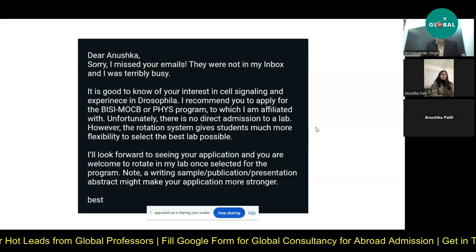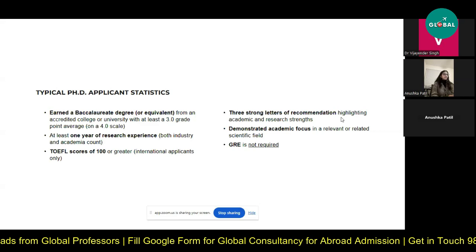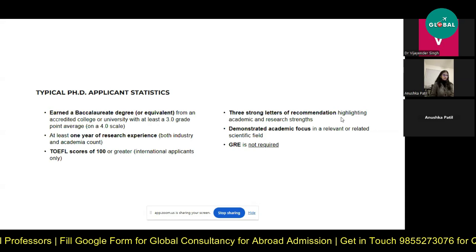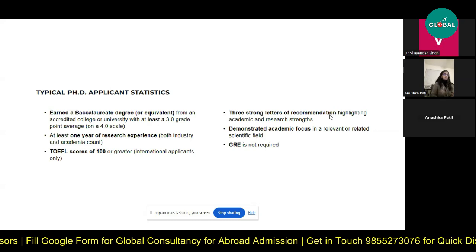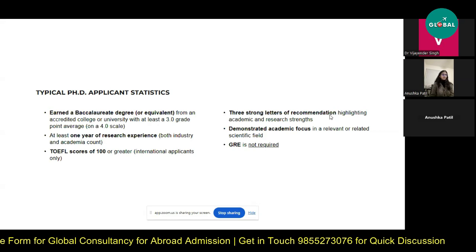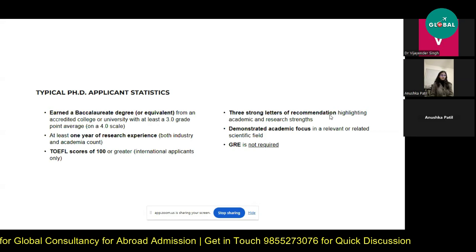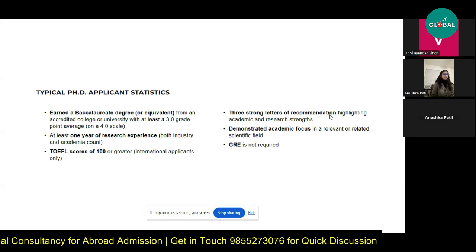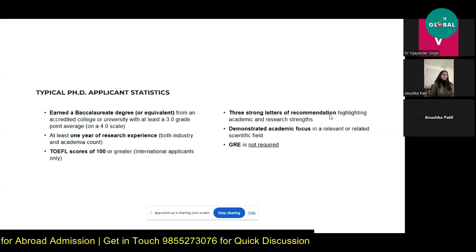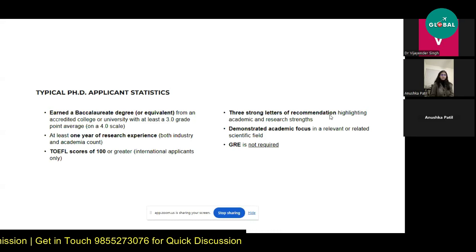Okay, please go ahead. I was going through the website of the University of Maryland, and a typical PhD application statistics was listed on their website. It's not necessary to have a master's degree for enrolling in a PhD program. If you have just earned a BTech degree or maybe a bachelor's degree of 4 years, and you have a 3.0 grade on a 4.0 scale, then it's fine for you. But they have also listed that you need at least 1 year of research experience, and both industry and academia count. This is one of the things which is not generally seen in the rest of the universities.